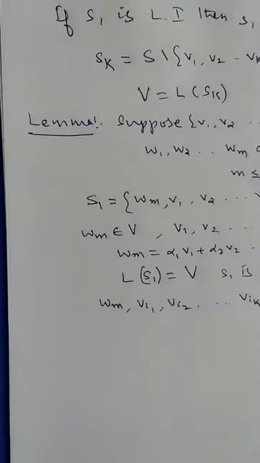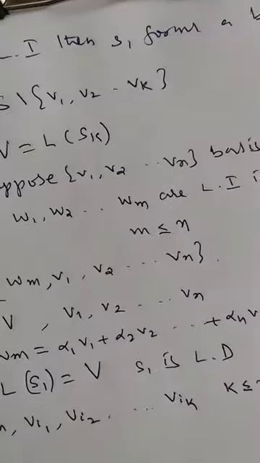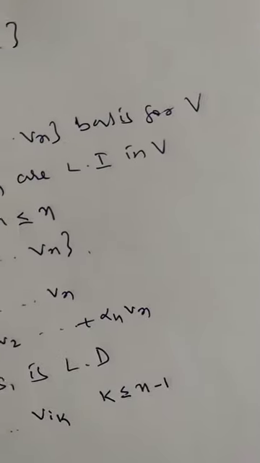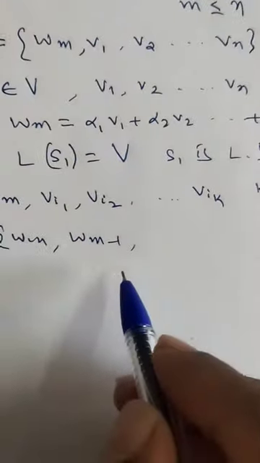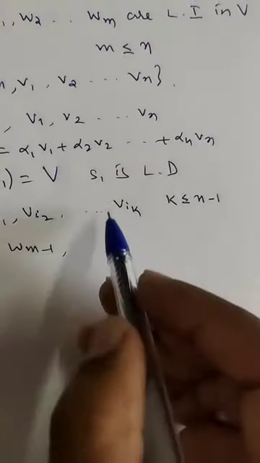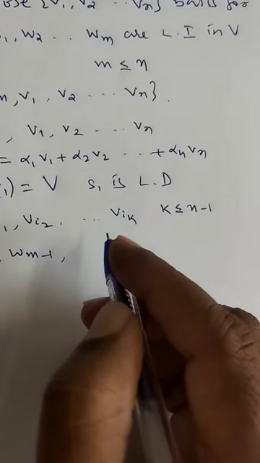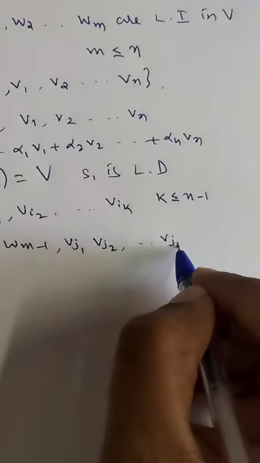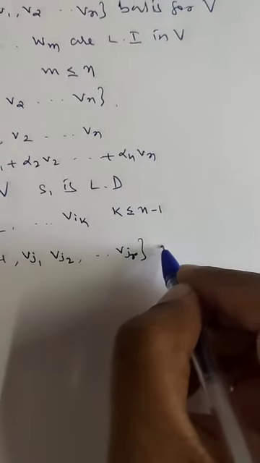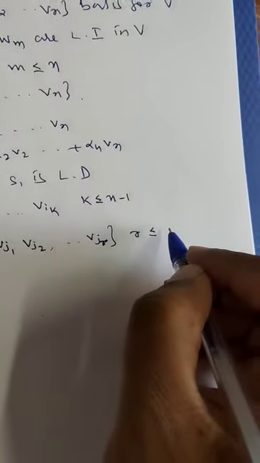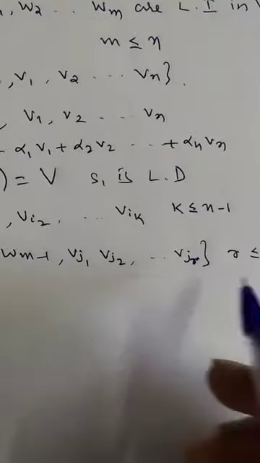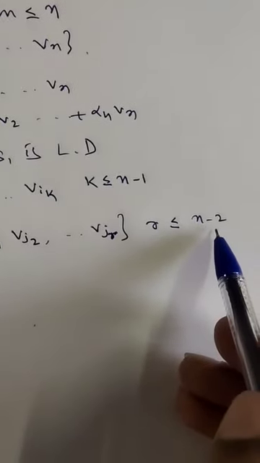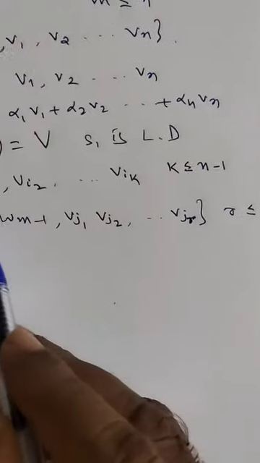Now repeat the above procedure. You take wm minus 1 and replace another vector. wm is already there, you take another vector wm minus 1. If you take wm minus 1, definitely some vector has to be deleted from this set of vectors. Say this is vj1, vj2, etc., vjr, where r is less than or equal to n minus 2, because we replace two elements.